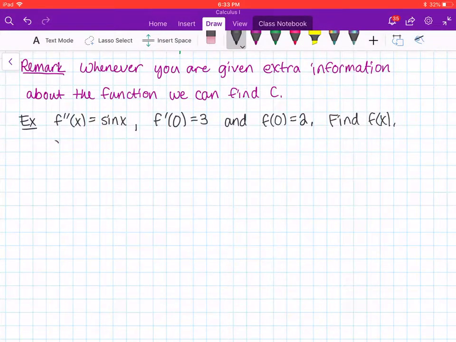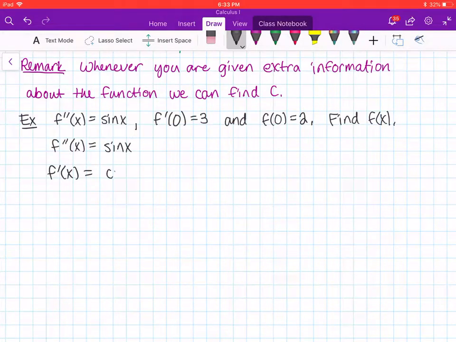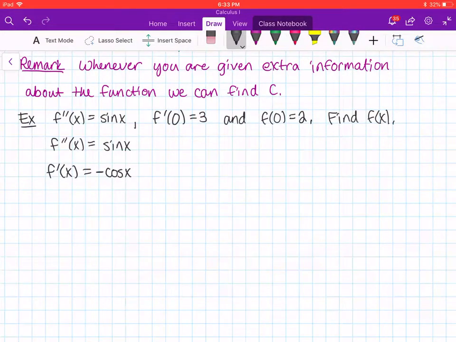So here we go. Let's start out with the second derivative, and we'll find the first derivative. So what is the antiderivative of sine? Well, we know that it has something to do with cosine x. If you imagine taking the derivative of cosine x, it gives you negative sine. So to correct for that, we need a minus sign. And then we have plus c.